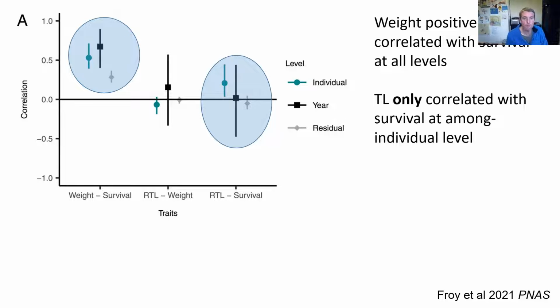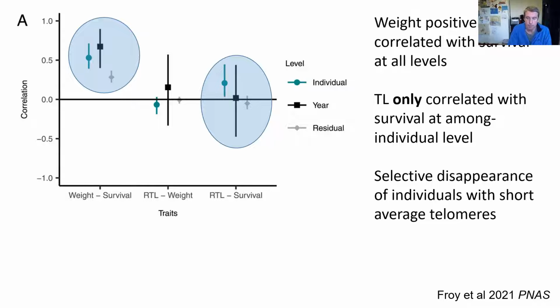Well, here what we found is that it's only significantly correlated at the among individual level. So it's really telling us that the signal is coming from individuals with longer average telomere lengths living longer, and it's not coming from these kind of within individual deviations. So this is consistent with selective disappearance of individuals with short average telomere length.